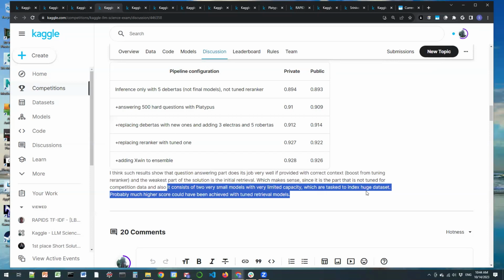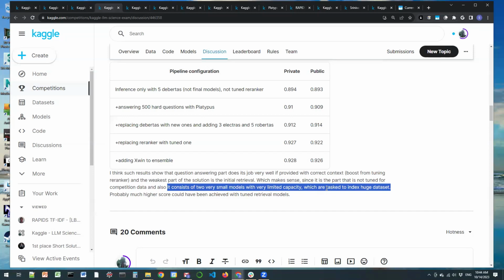And this is the part I don't get, which is it consists of two very small models with very limited capacity, which are tasked to index huge data set. That may be referring to the embedding models that are used for retrieval.